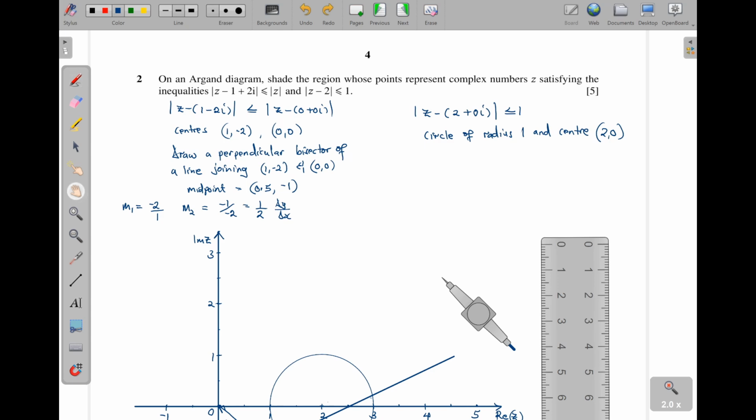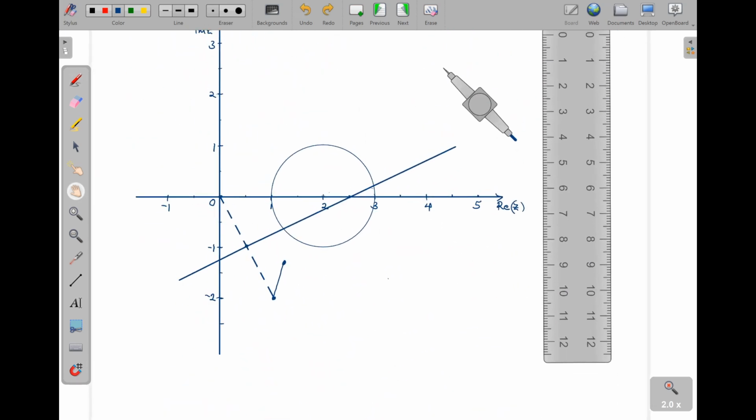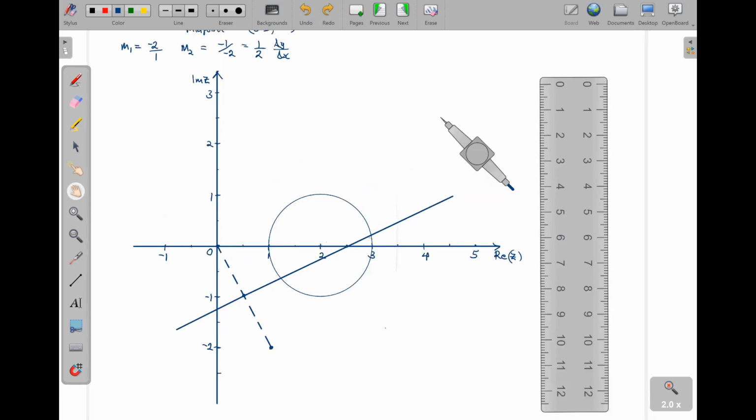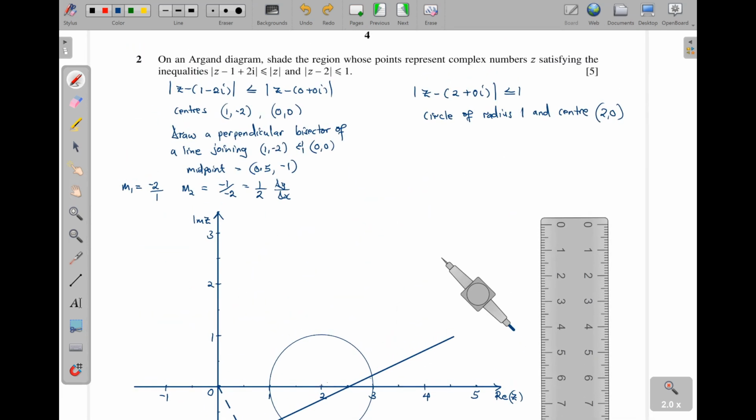Now, we are going to consider this side. And here, we have to consider inside and on the circumference of the circle.